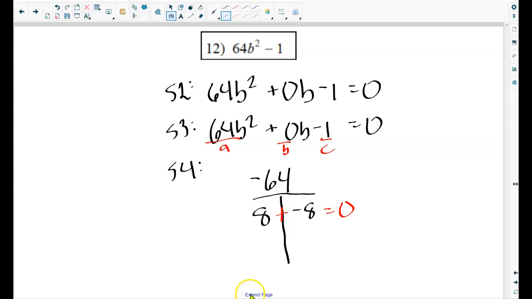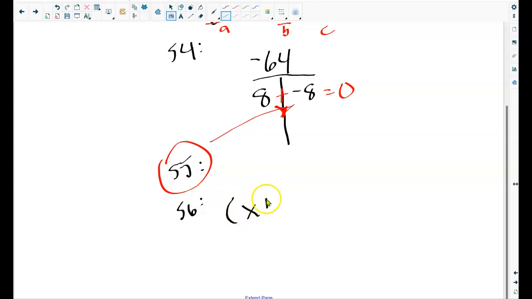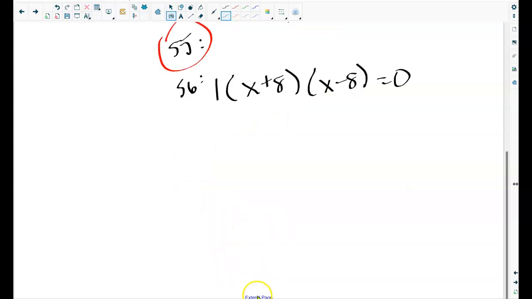Now I'm going to go to step 5, which I just completed there. Step 6, factored form, x plus 8. There's no GCF. If it helps, some of you like to see that 1 for some reason. It's all good, we can have taken out a 1. It doesn't change anything. Step 7.